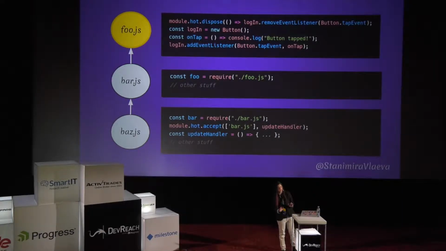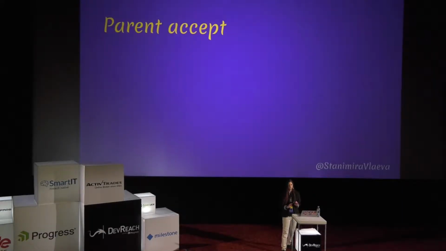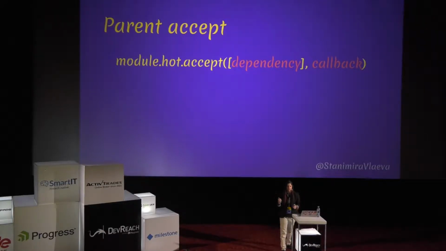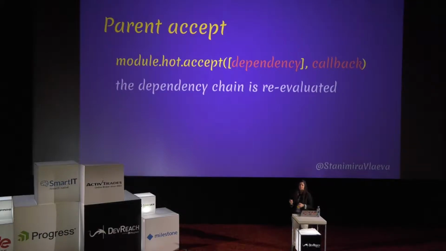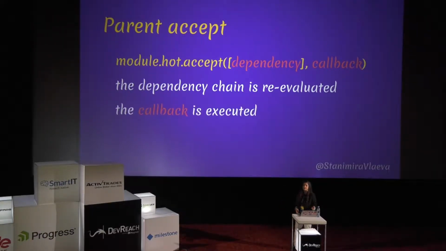So why is that important? That's a parent accept. You saw the API already. And the important thing is that the whole dependency chain will be reevaluated. Everything there will be executed anew, and the new code will be applied. And then the callback will be executed. And that's really helpful in some cases.